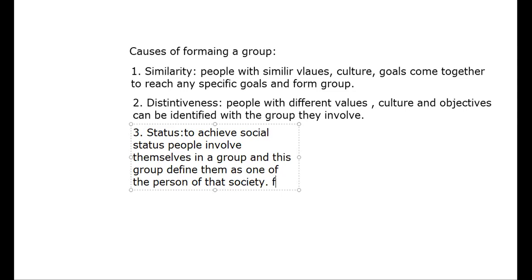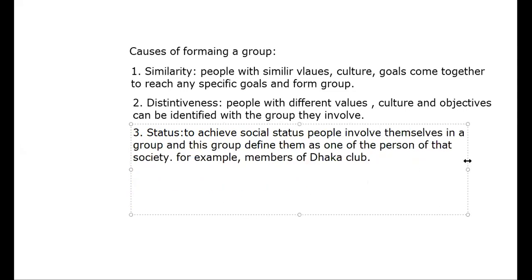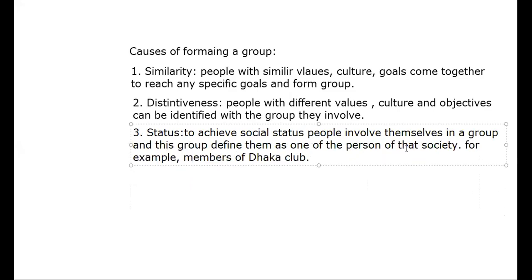For example, members of Dhaka Club, they definitely achieve some specific social status. That's why they involve themselves in such a club. Number four, number four, uncertainty reduction.